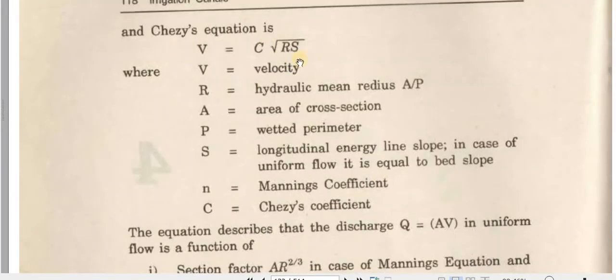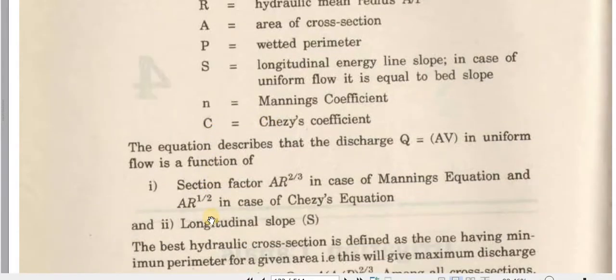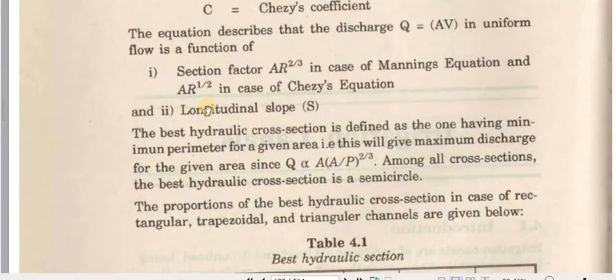And this is Chezy's equation, V = C√(RS), where V is velocity, R is hydraulic mean radius, A is area, P is wetted perimeter, S is slope, n is the Manning coefficient and C is Chezy's coefficient. The section factor AR^(2/3) is known as the section factor in the case of the Manning equation, and in the case of Chezy's equation it is AR^(1/2). Discharge in uniform flow is a function of this and the longitudinal slope.